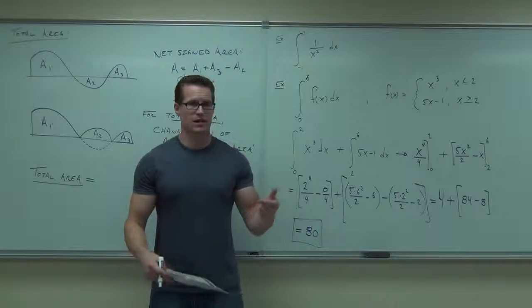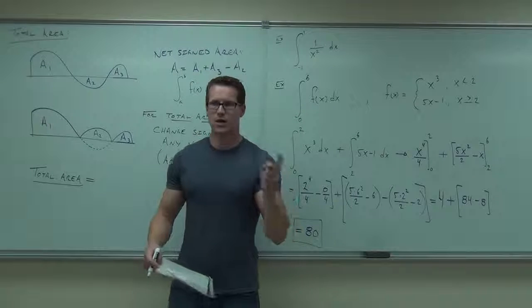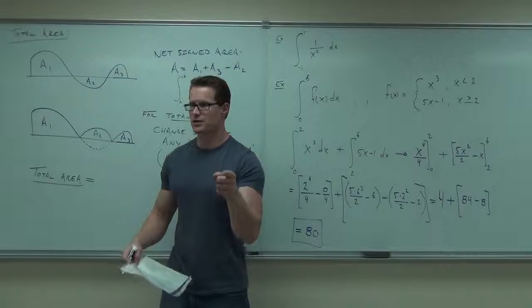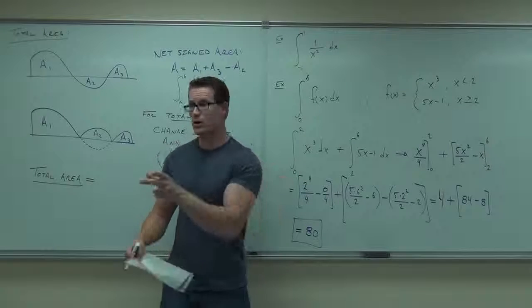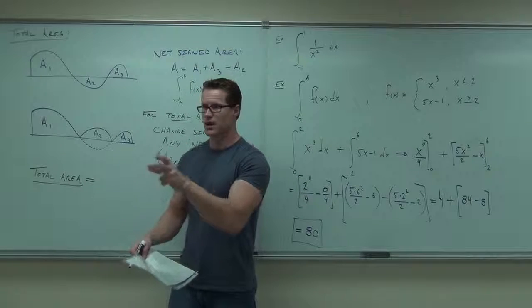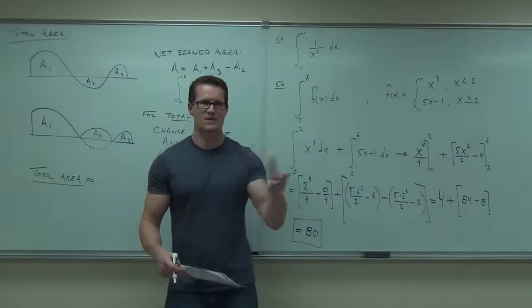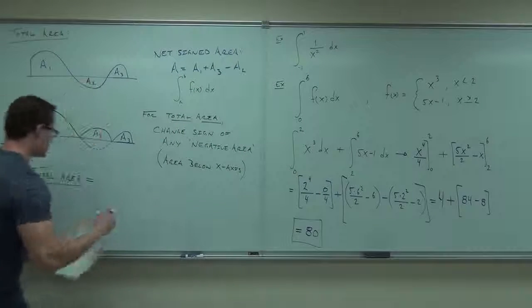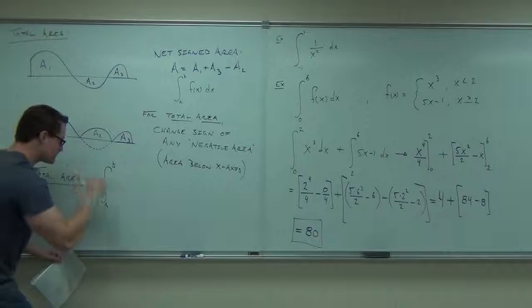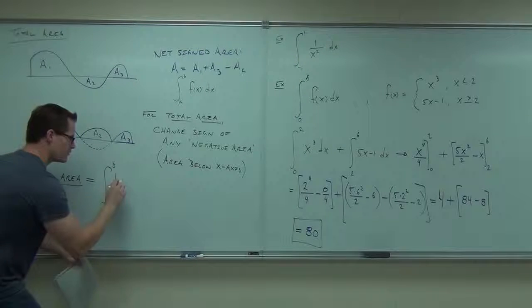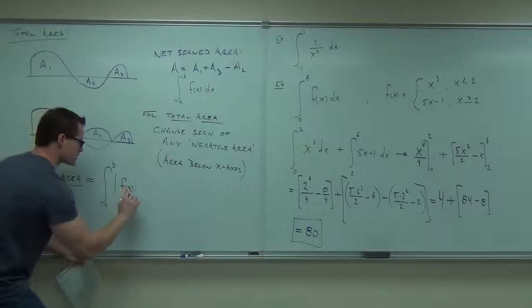Now, total area says, no. We're going to take all the negatives and we're going to make them positives. What are we going to do with the positives? We're going to leave them alone. The thing that leaves positives alone and changes negatives to positives is, of course, absolute value, like you said. So total area says, all right, we're still going from A to B, but now we have the absolute value of f of x.